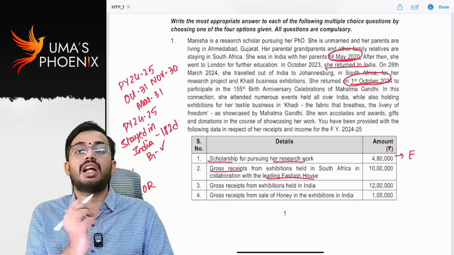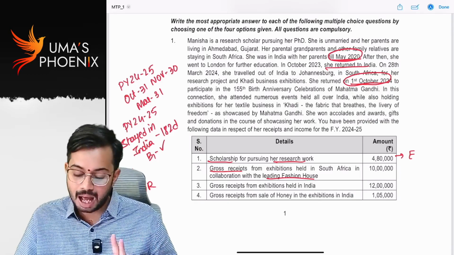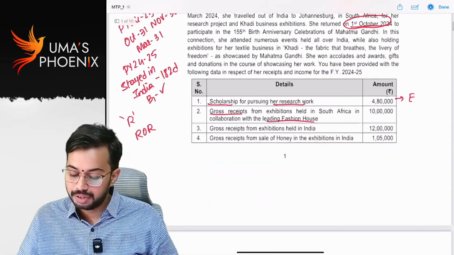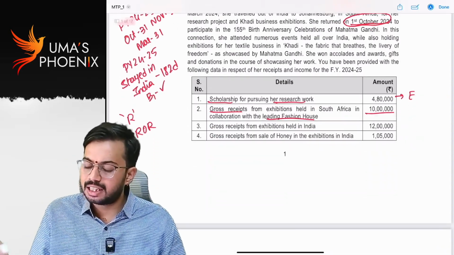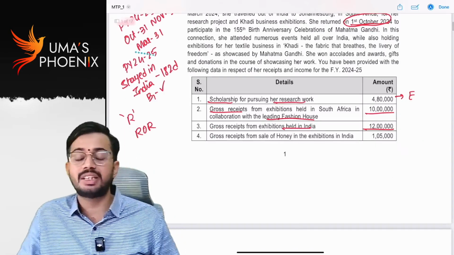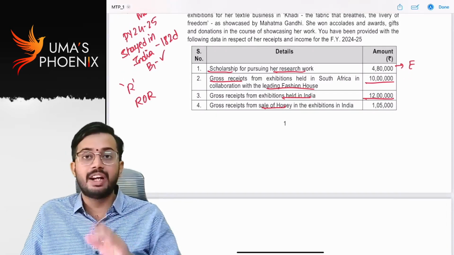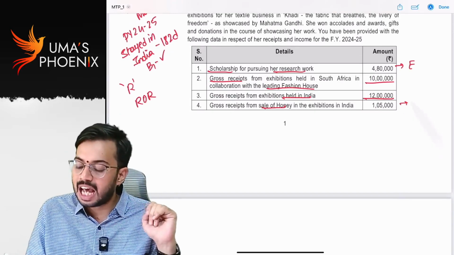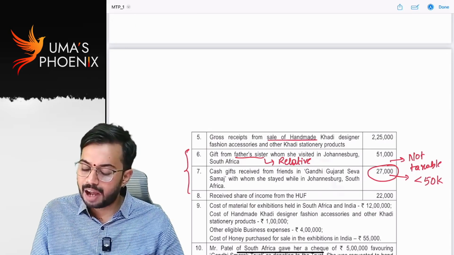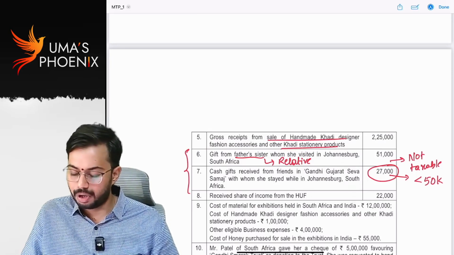If she is ROR, she is required to pay tax on global income, both Indian income and foreign income. Am I correct? So even foreign income is taxable for Manisha. From business, gross receipts are 10 lakhs. Gross receipts from exhibitions held in India, 12 lakhs. Gross receipts means turnover. Gross receipts from sale of honey. Sale of honey is not agricultural income. It is taxable. Okay. Gross receipts from sale of handmade khadi designer fashion accessories and other khadi stationery products.